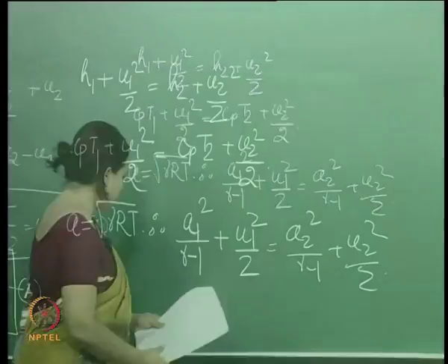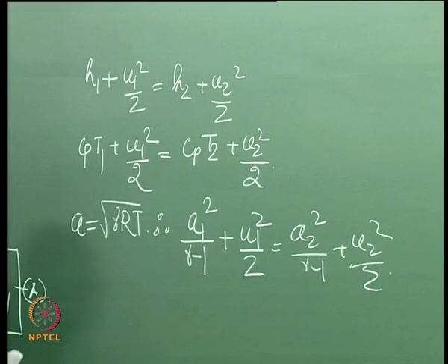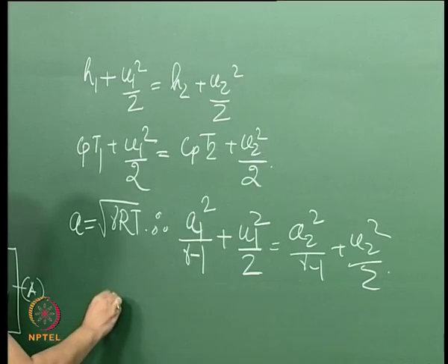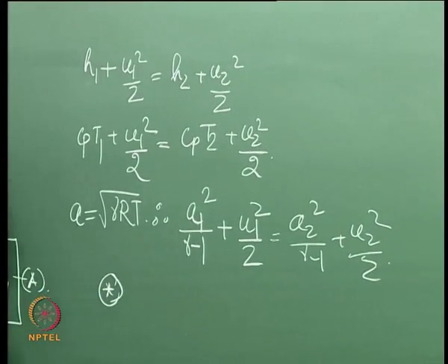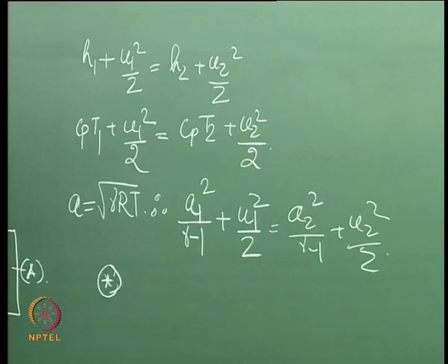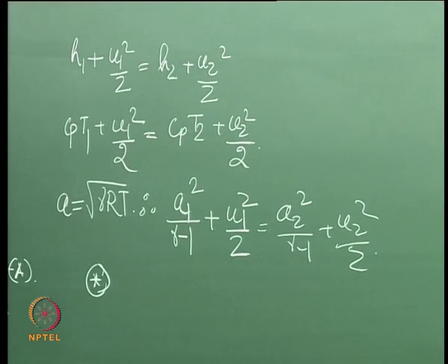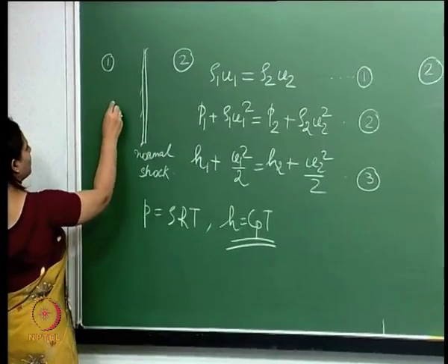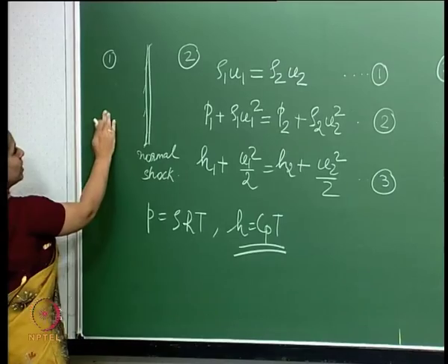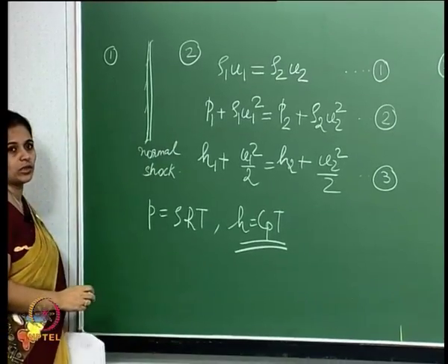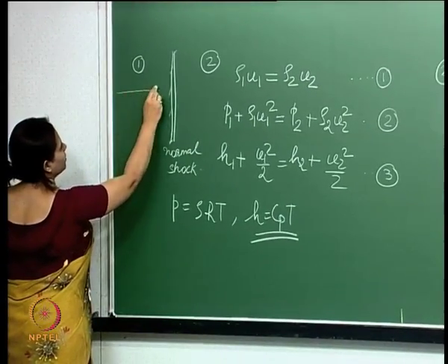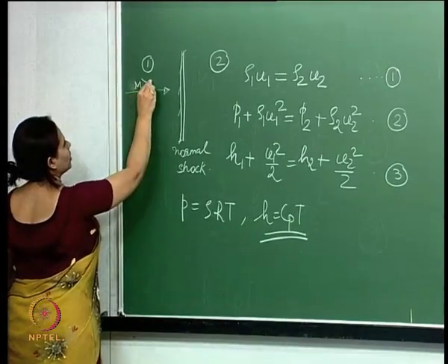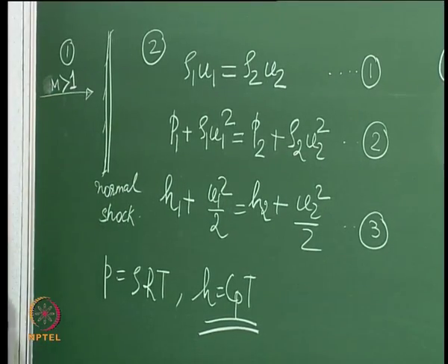Now, let us do a thing over here. Let us introduce a region which we will denote by a subscript star. Let us just try to understand what we are trying to do over here. Now, say I have in this region, which is before the normal shock, a supersonic flow. So, this is the actual Mach number.